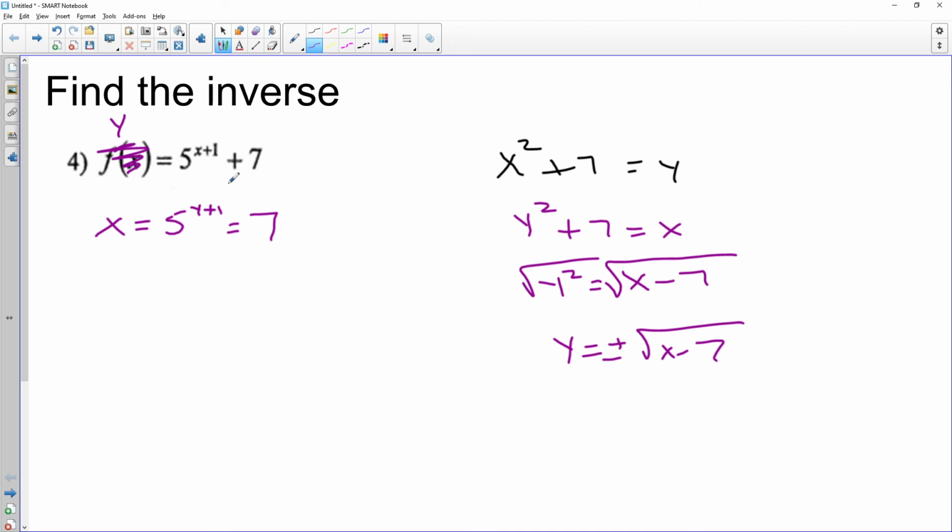Oh, that's a plus sign, not an equal sign. To get y alone again, that's a little bit trickier, because we have to figure out how to make this not an exponent anymore. It's currently an exponent. So I'm going to start off by subtracting the 7 to the other side, and we're going to make it x minus 7.